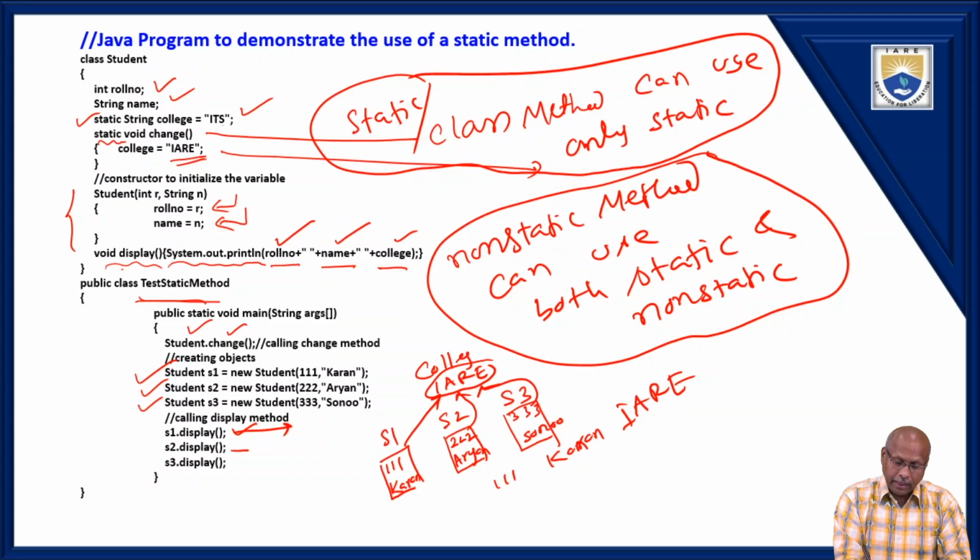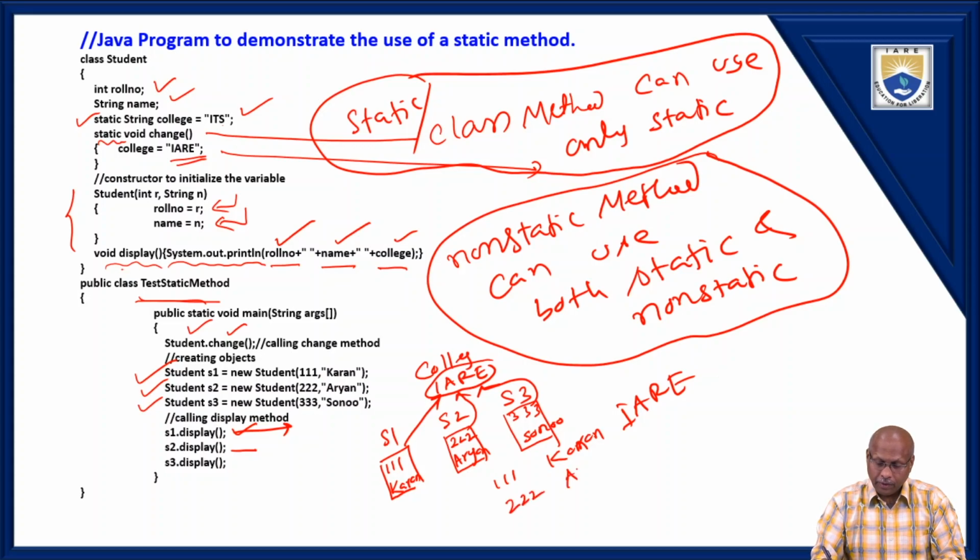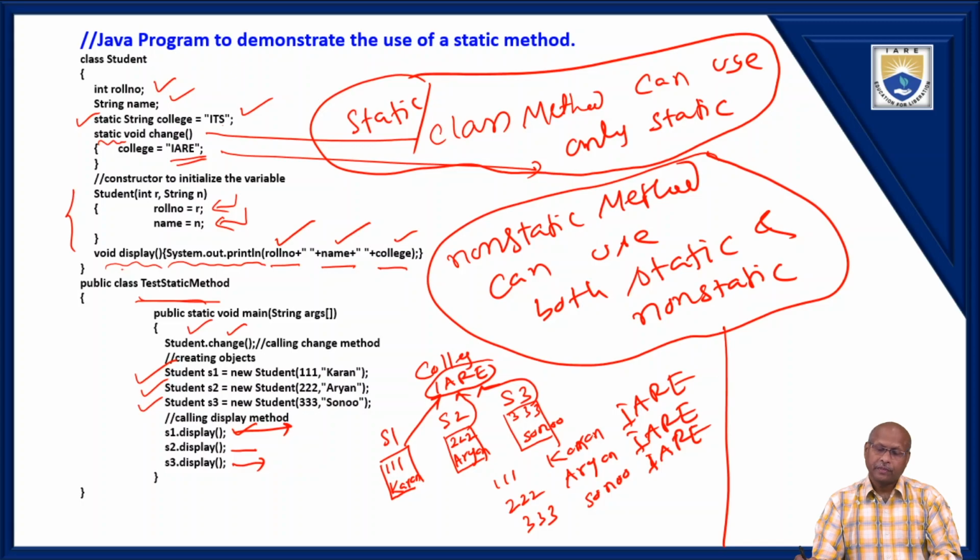Similarly, when I am calling S2.display, what will display? It is displaying 222, Aryan, IARE. Now IARE is a common property for all objects. Similarly, when I am calling the display method through S3, it will display 333, Sonu, then IARE. So this is the way it works. So you came to know the usage of static methods.